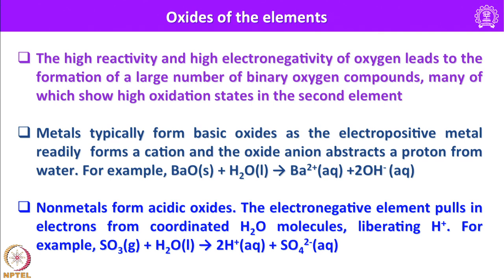That means oxygen is the second most electronegative element in the periodic table, and for the same reason most of the elements form very stable oxides. Metals typically form basic oxides, as the electropositive metal readily forms a cation and the oxide anion abstracts a proton to form water. The example is shown here. Barium oxide reacts with water to give barium hydroxide, and in contrast non-metals form acidic oxides. The electronegative element pulls the electrons from the coordinated water molecule, liberating H plus. For example, SO3 when it reacts with water forms sulfuric acid, H2SO4.